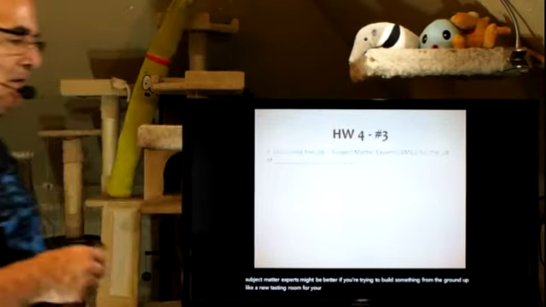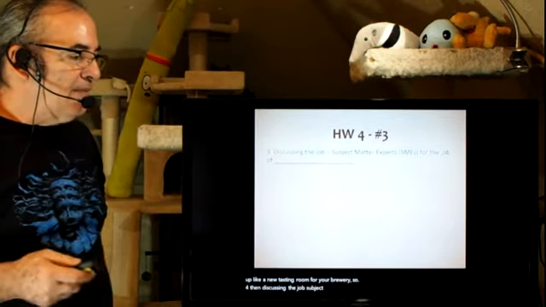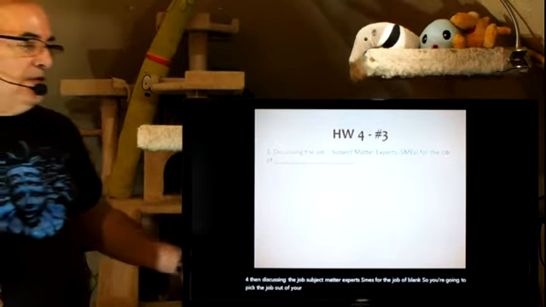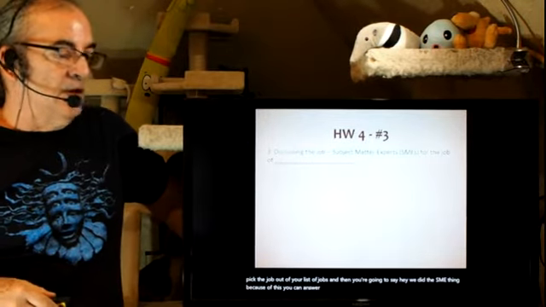So, number 4 then, discussing the job. Subject matter experts, SMEs for the job of blank. So you're going to pick the job out of your list of jobs, and then you're going to say, hey, we did the SME thing because of this. You're going to answer A, B, and C for number 3 as well.